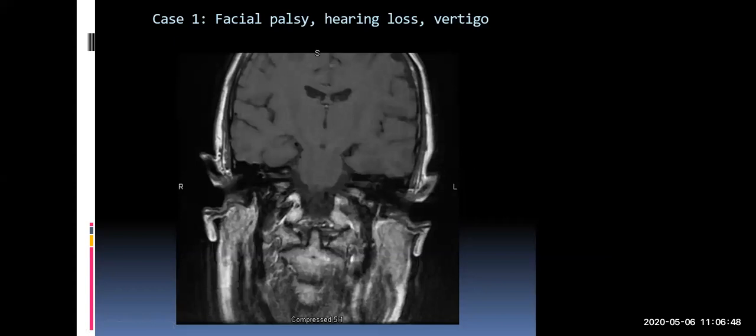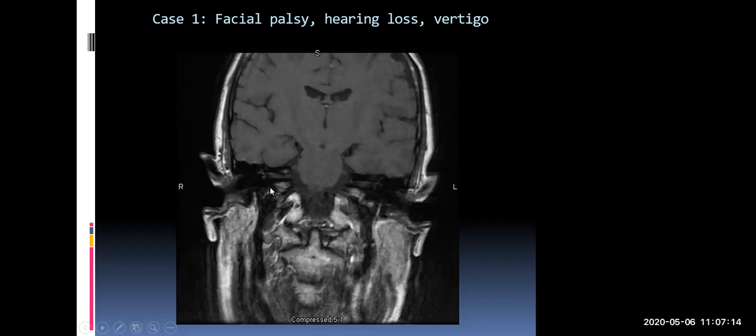There is a coronal T1 pre-contrast image that you're looking at here. This is the right side, this is the left side, obviously. You can see the IAC. That little black triangle that you see here, that's the transverse crest. So that's the upper or superior portion of the contents of the IAC. That's the inferior portion. You can see the vestibule there and the superior semicircular canal.